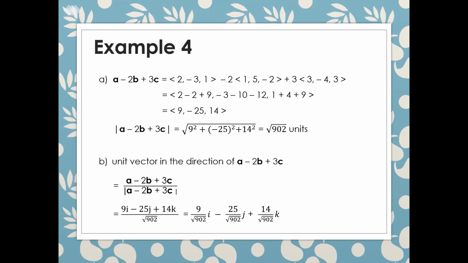Next, to find the unit vector in the direction of A minus 2B plus 3C, it is obtained by dividing the vector with its magnitude. You will get 9 over square root 902 i minus 25 over square root 902 j plus 14 over square root 902 k.